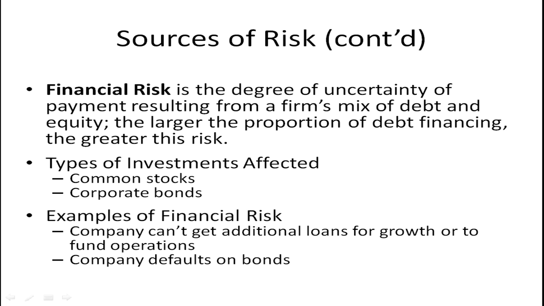An individual who borrows a lot of money to buy a large house, an expensive car, is at greater risk for bankruptcy than someone who's able to pay cash for their car and maybe even cash for their house, or at least takes out a small mortgage or buys a smaller house. Common stocks are affected by financial risk. Corporate bonds are affected by financial risk.